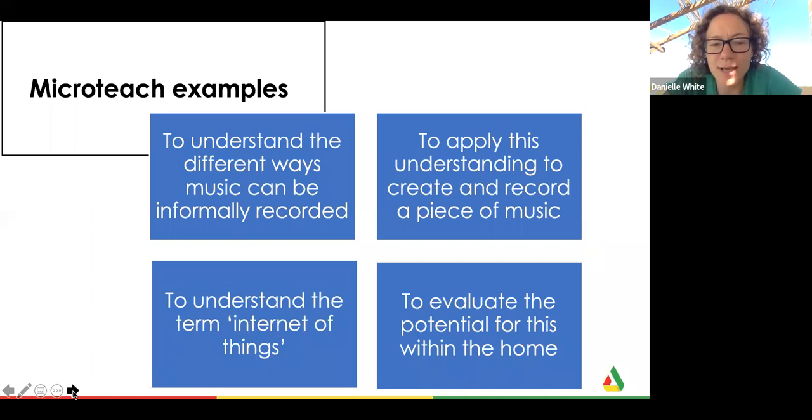Here are some Microteach examples. So to understand the different ways music can be informally recorded. To apply this understanding to create and record a piece of music. To understand the term Internet of Things, and to evaluate the potential for this within the home. So you're evaluating it and you're understanding what the needs are of the home, and you're understanding the Internet of Things, and you're thinking then about how to apply that understanding. So there's a bit of evaluate and there's a bit of apply there.